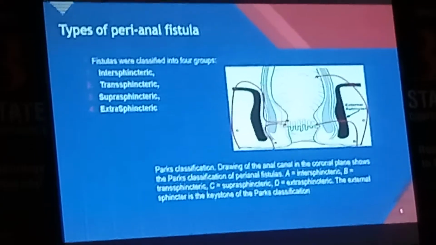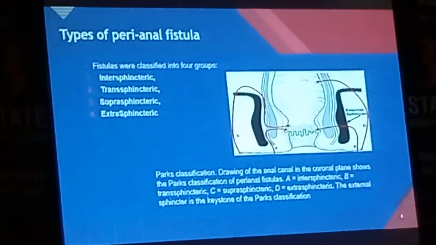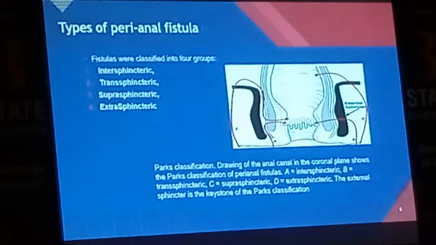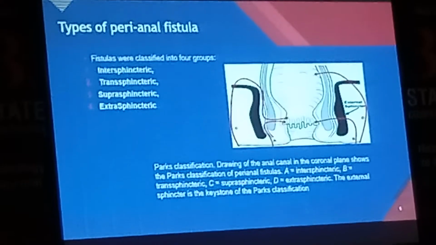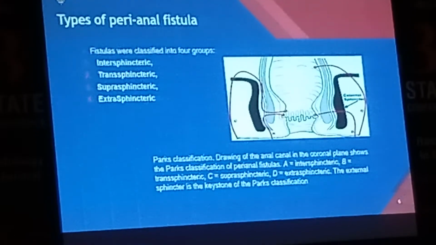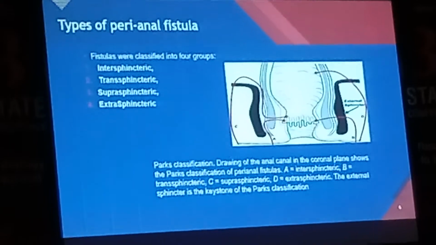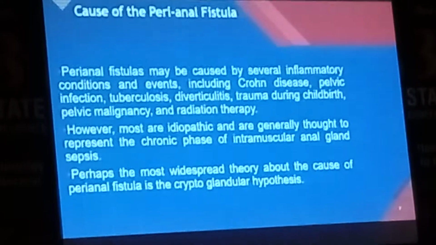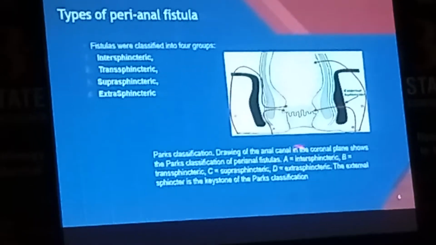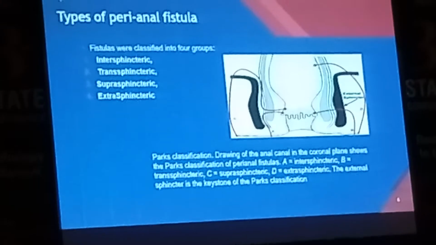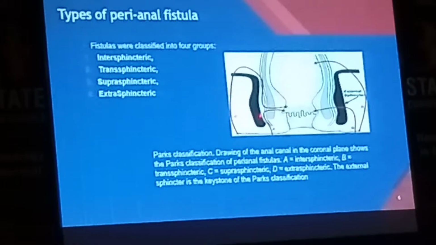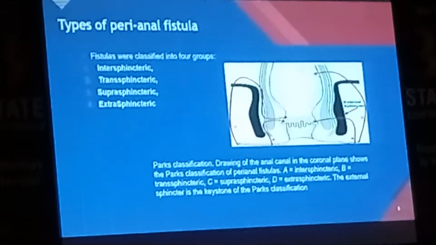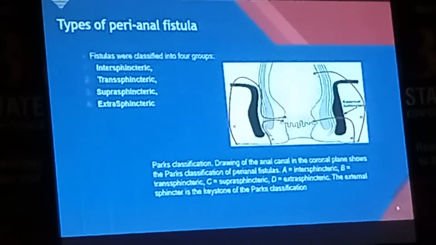Next, types of fistula, mainly perianal fistula. Types of fistula means, here I mentioned the perianal fistula types. There are mainly four types of perianal fistula: intersphincteric fistula, transsphincteric fistula, suprasphincteric fistula, and extrasphincteric fistula. Where A is intersphincteric. That means it passes between these two sphincter muscles and opens in the anal canal.